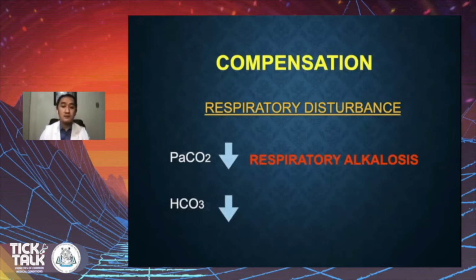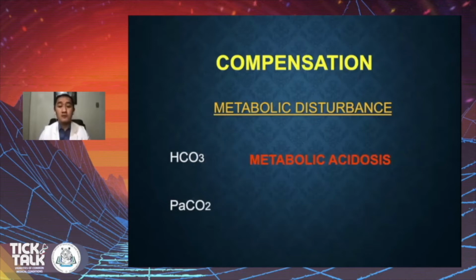On the other side, if we are talking about metabolic disturbance, specifically metabolic acidosis, the level of bicarbonate is low, and to counteract this disturbance, the arterial CO2 level is low. And for metabolic alkalosis, the level of bicarbonate is high, and to counteract this disturbance the level of arterial CO2 increases.